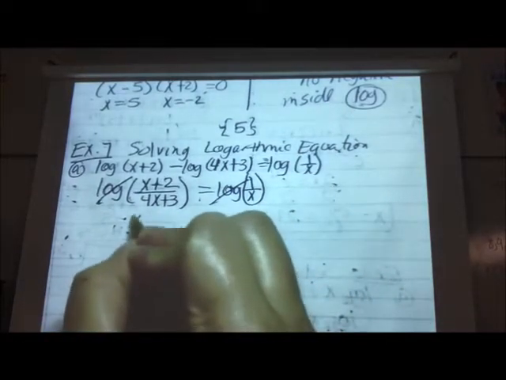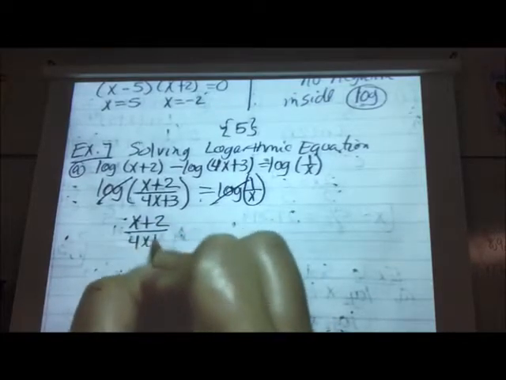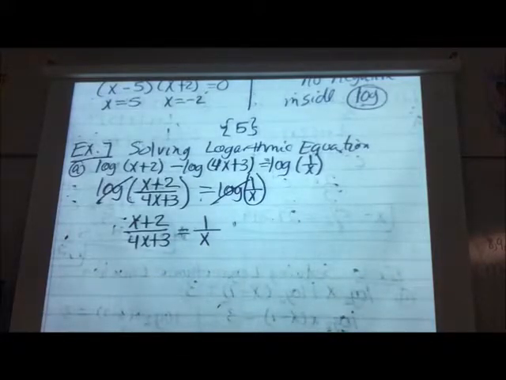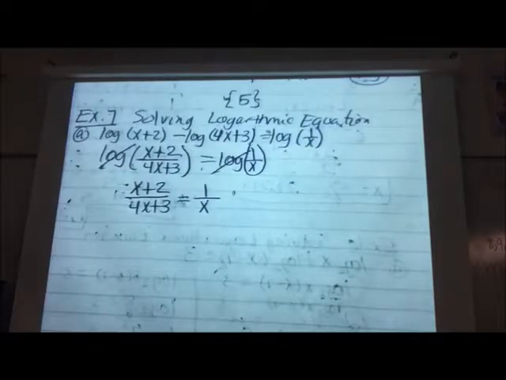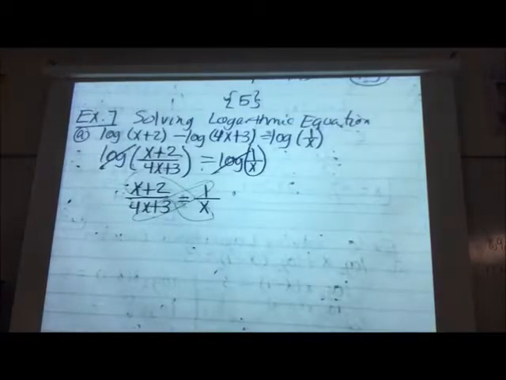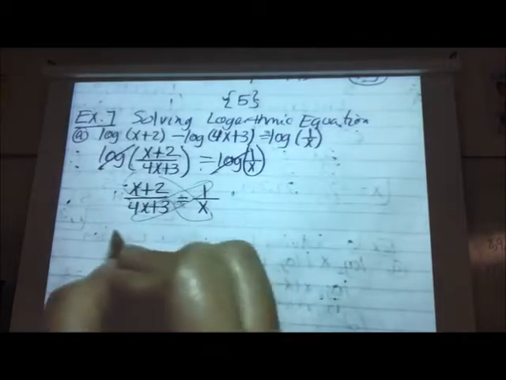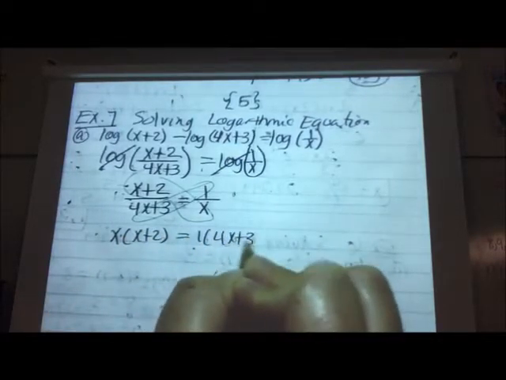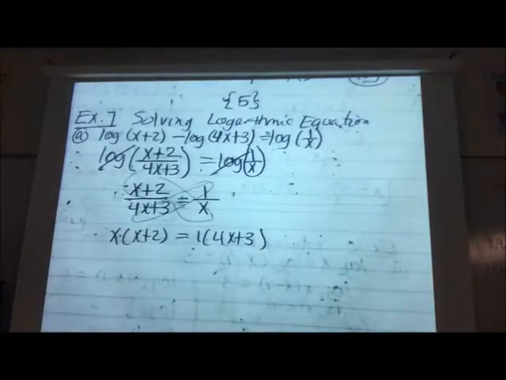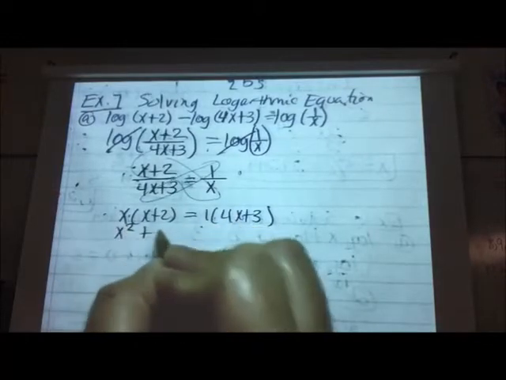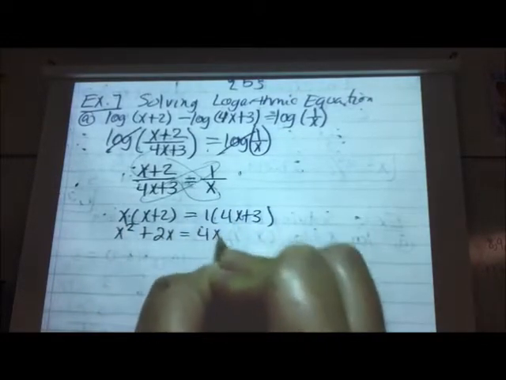So what do I have left over? x plus 2 over 4x plus 3 equals 1 over x. But I still need to solve this, and we don't have logs anymore. The easiest way to do this is cross multiplication. So this becomes x plus 2 times x equals 1 times 4x plus 3. So this here becomes x squared plus 2x equals 4x plus 3.